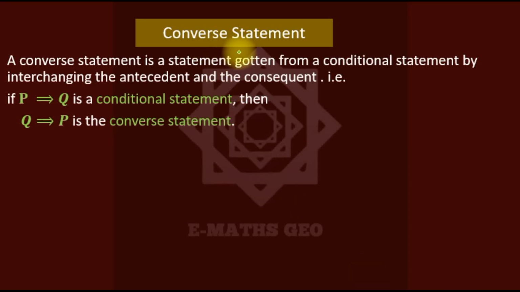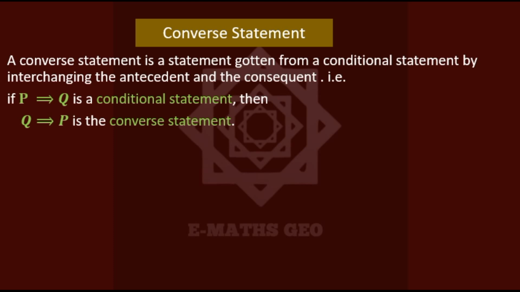Okay, we have a converse statement. A converse statement is a statement gotten from a conditional statement by interchanging the antecedent and the consequent. So if you interchange the antecedent or the hypothesis with the consequent or the conclusion, we have a converse statement. As you can see, P implies Q is a conditional statement. Then if you interchange the two, P and Q, we have a converse statement.